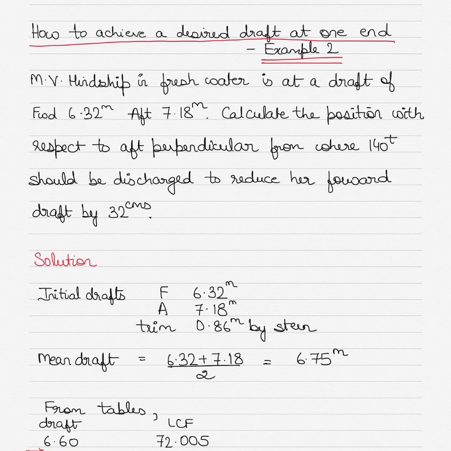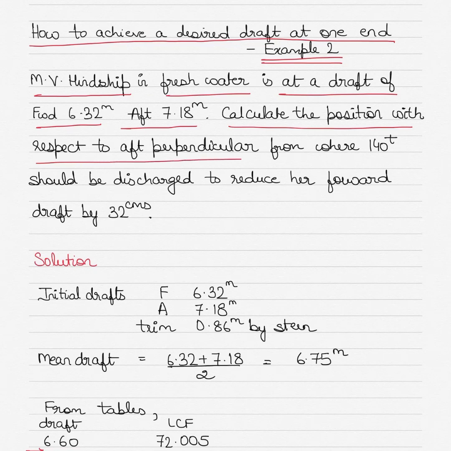Today's question says that the motor vessel Hindship is in fresh water and it is at a draft of forward 6.32 meters and aft 7.18 meters. You have to calculate the position with respect to the aft perpendicular from where 140 tons should be discharged to reduce her forward draft only by 32 centimeters.